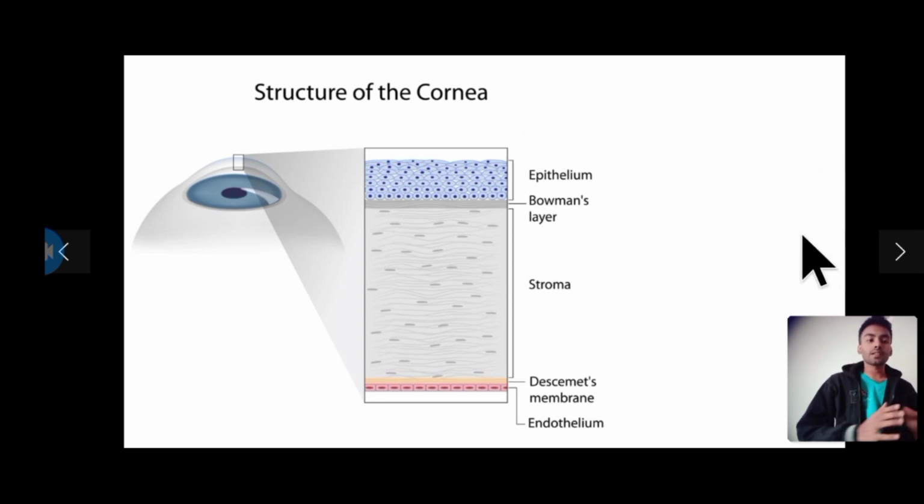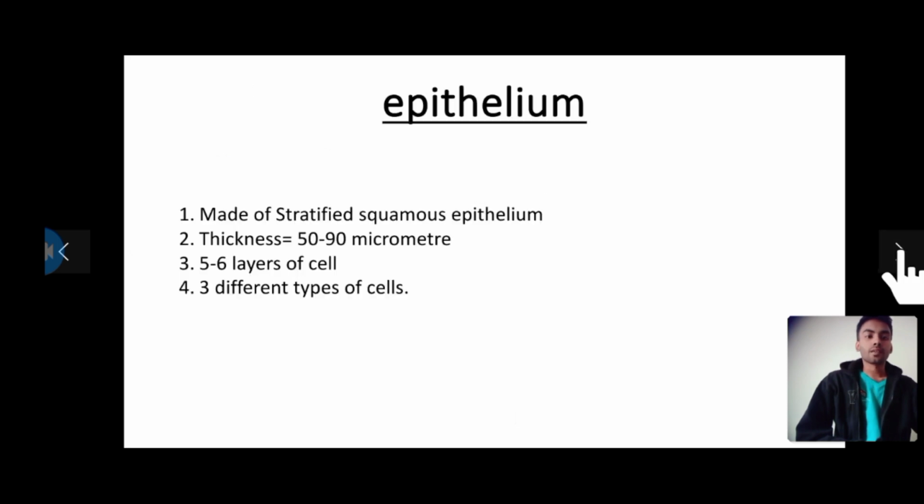Now let's discuss the epithelium and all the consecutive structures in detail. So the corneal epithelium. The corneal epithelium means it is the first line of structure in our human eyeball.